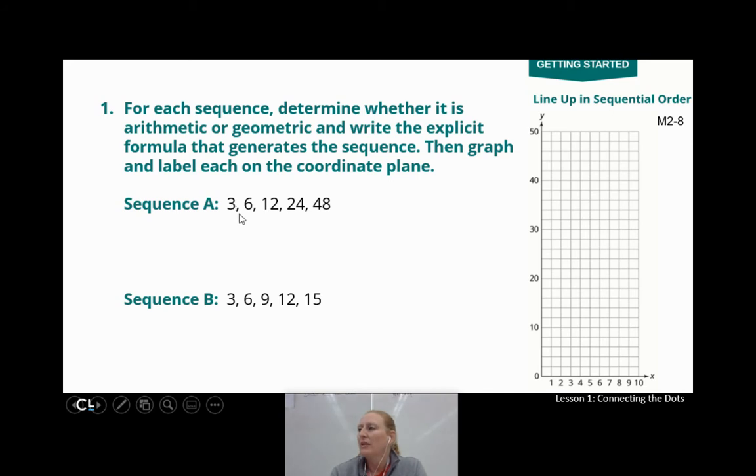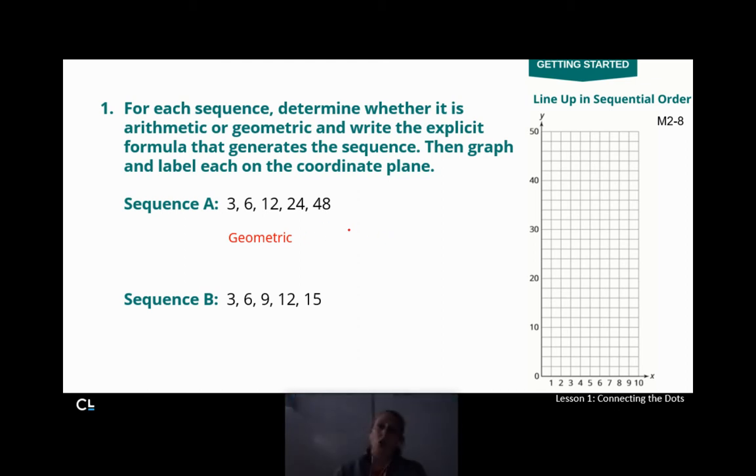So to start off with, it looks like it's doubling every time, right? 3 times 2, 6 times 2, 12 times 2, on and on and on. So that to me says, since I'm multiplying by 2, that it is geometric. Since it's geometric, hopefully you remember that the deal was that when you did your geometric formula, it was your first term times your common ratio to the n minus 1 power.